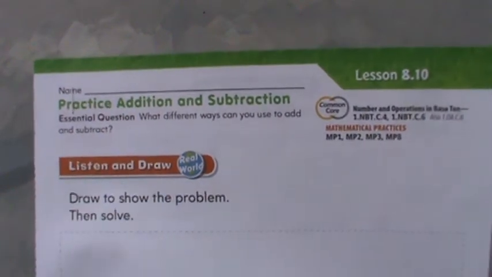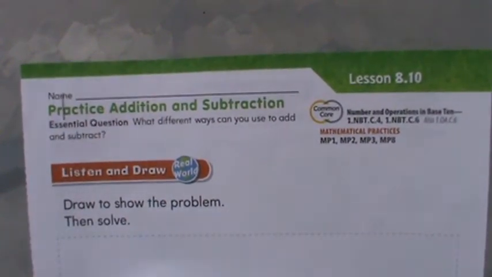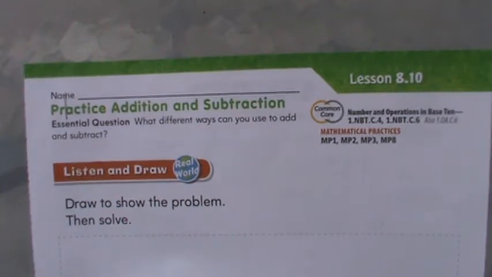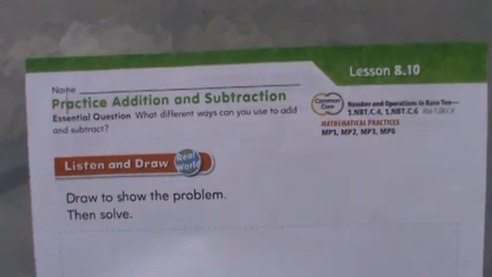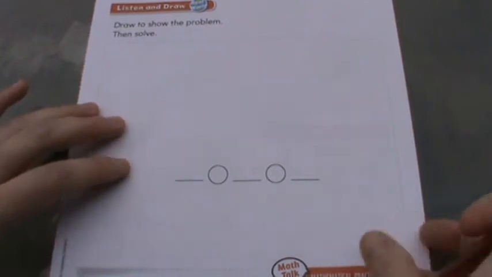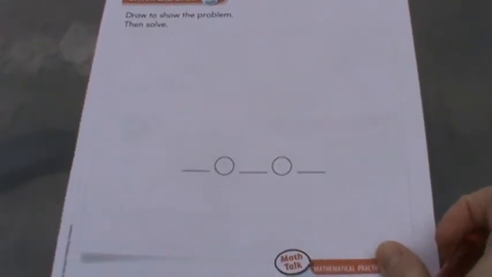So the essential question says, what different ways can you use to add and subtract? So draw to show the problem, then solve. So the problem is down for parents in the blue, down at the bottom. Your child can help you read it. Again, circle any numbers, underline the question, box the key words. Allow your child to kind of help you with that so that they can continue to practice cubes.